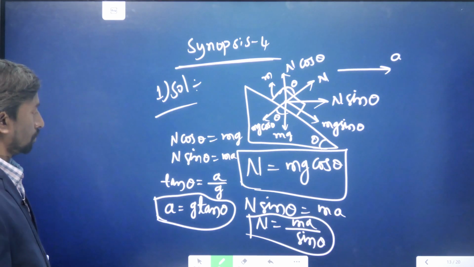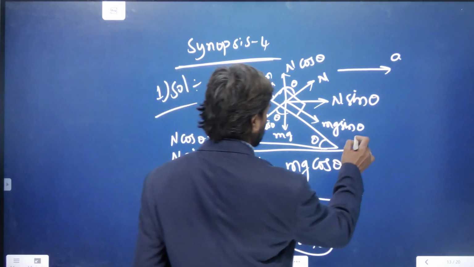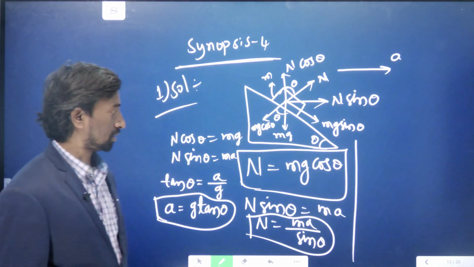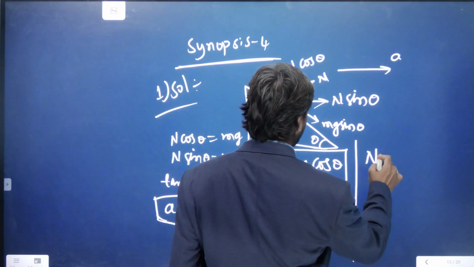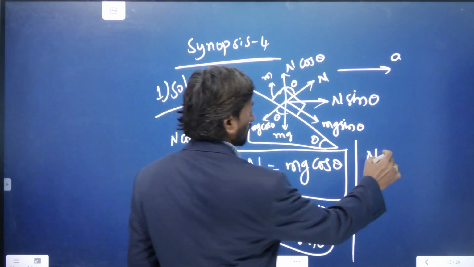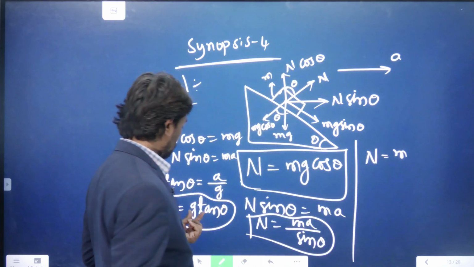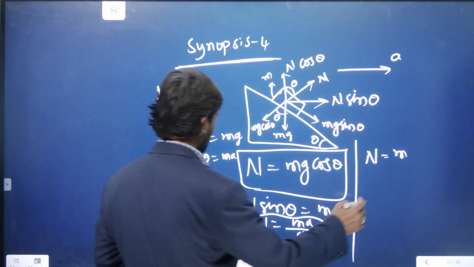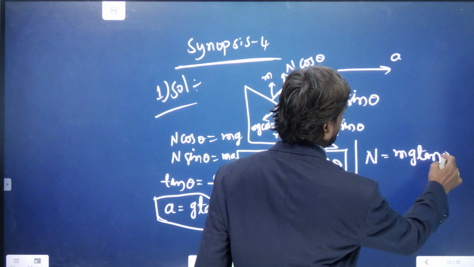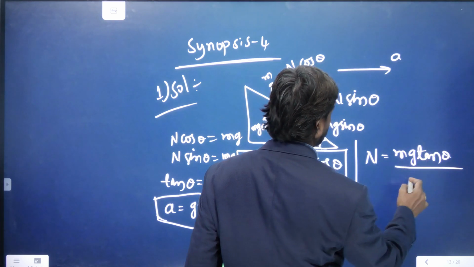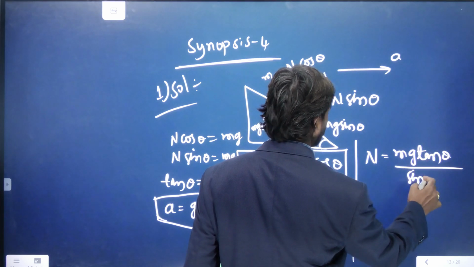Okay, so now if you write N, the normal reaction, they are asking for the normal reaction here. So N is equal to, what is the equation we got there? M into a is nothing but g into tan theta. Instead of this, we can add g tan theta divided by sin theta.